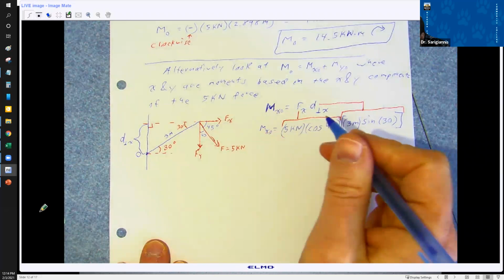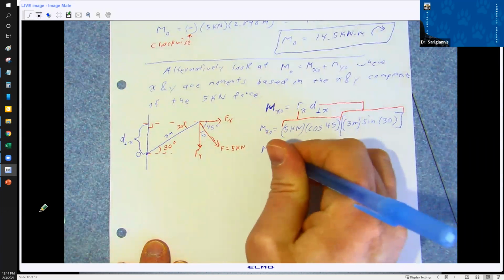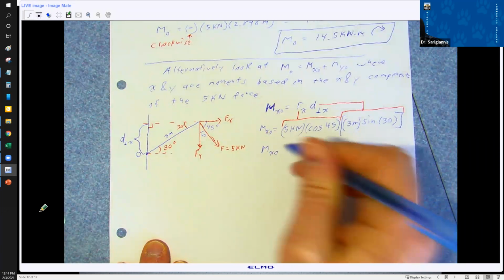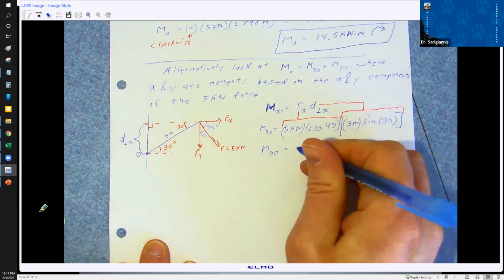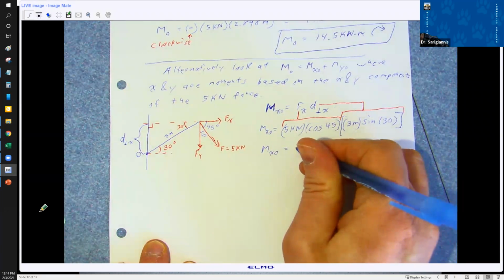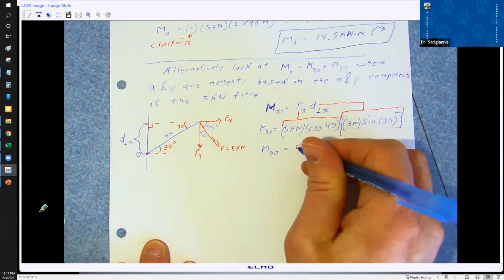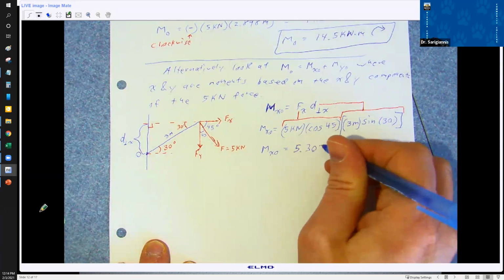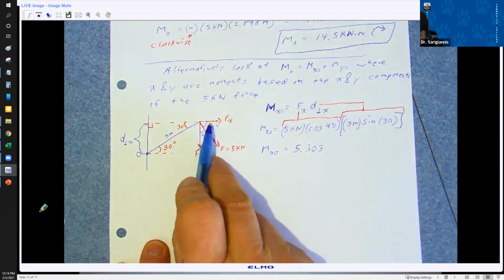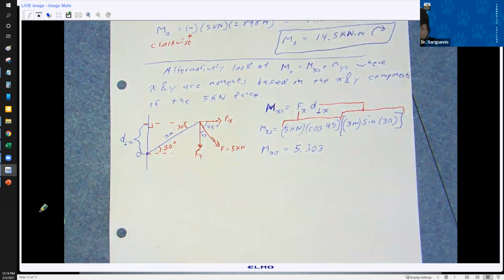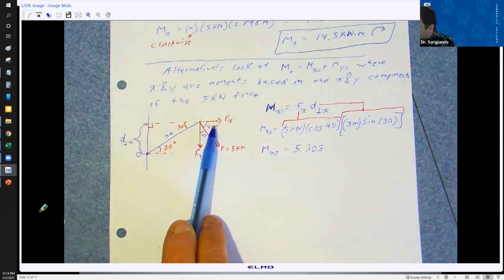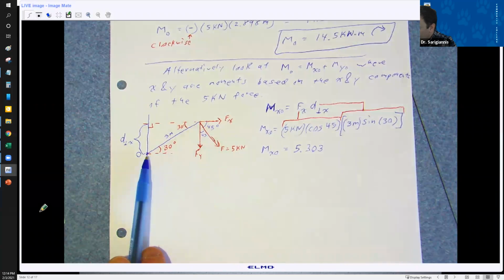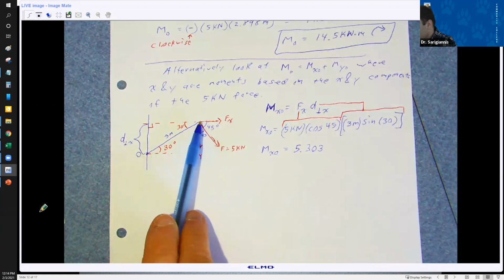If I solve this, I wind up with the moment about the origin due to the X component. I really should have reversed these. It is 5.303, and I've got to look at this. Which direction do I ascribe to this? Is this X component generating a clockwise or counterclockwise moment about the origin, based on its location and how it's acting?